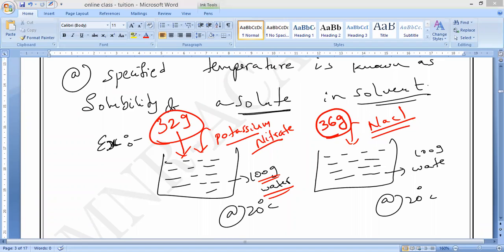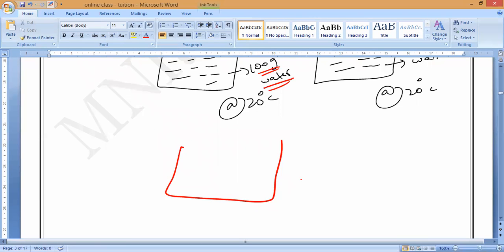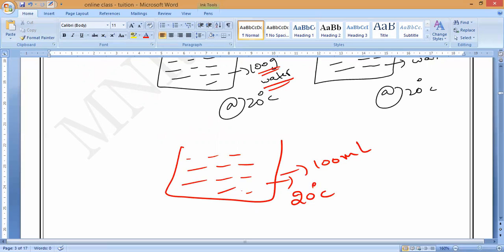Yes or no, guys? Now, let me give more examples so we can understand better. How many of you know sugar? At the same 20 degrees Celsius, with the same 100 grams of water, if you take sugar, you will be surprised. The solubility in water is 204 grams will dissolve. So it is highly soluble in water. Is it yes or no, guys?